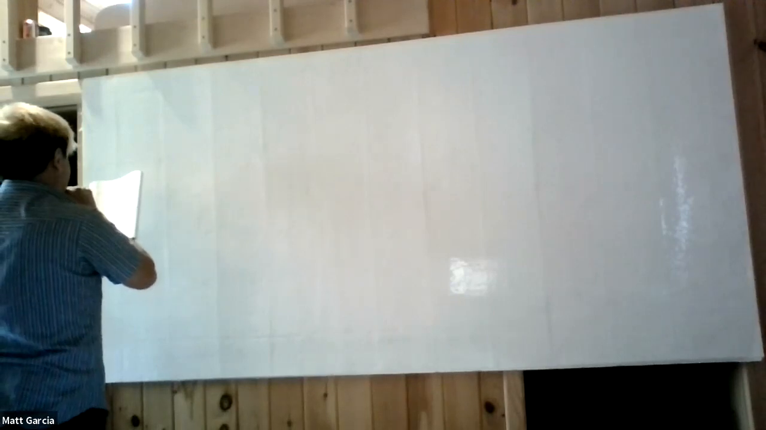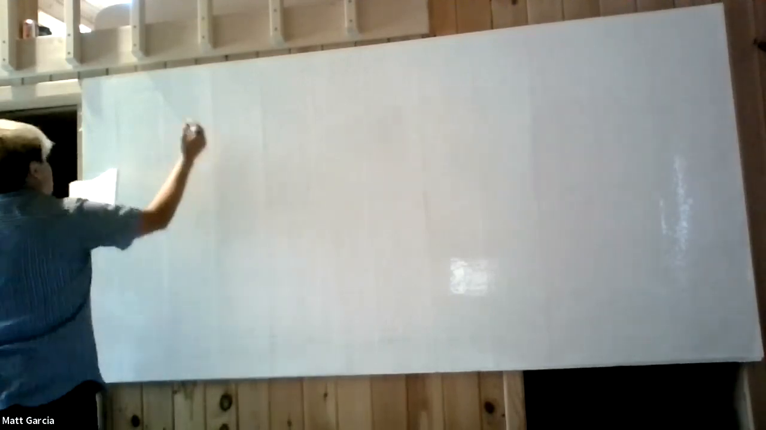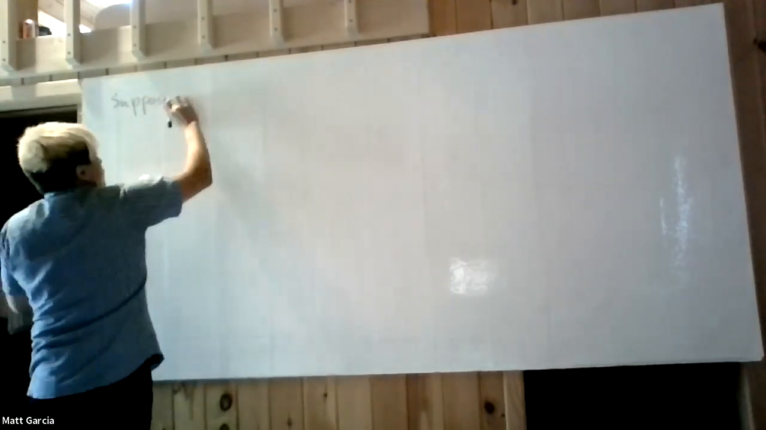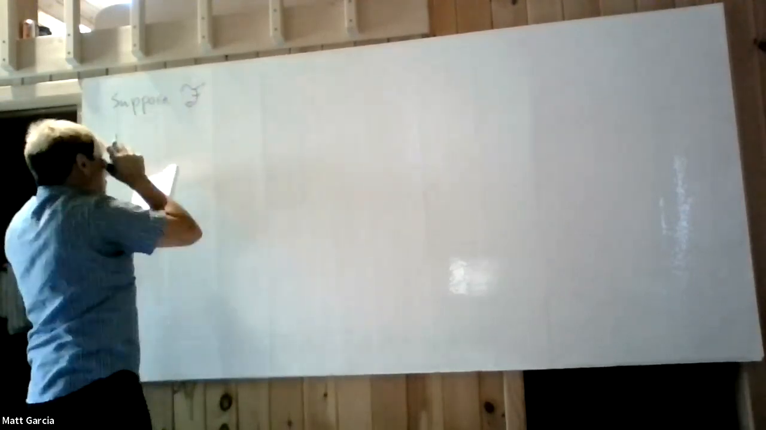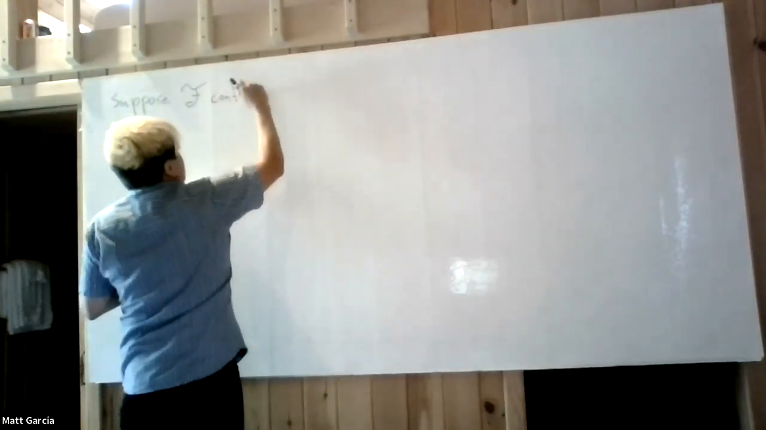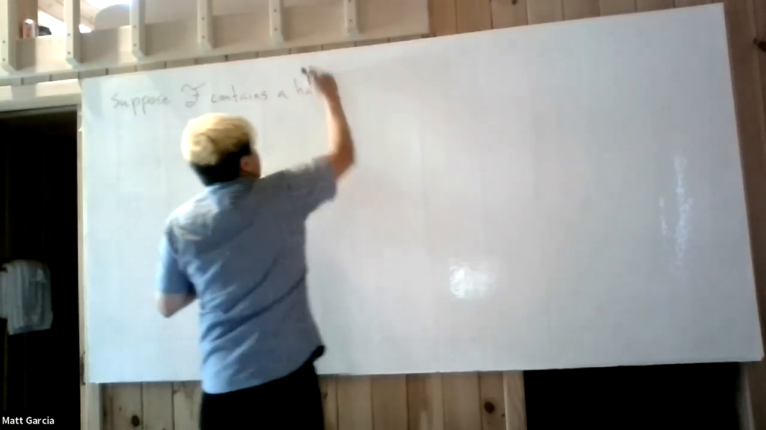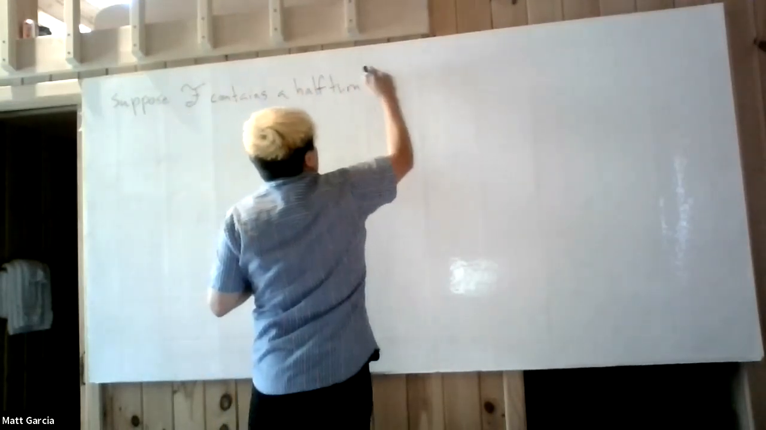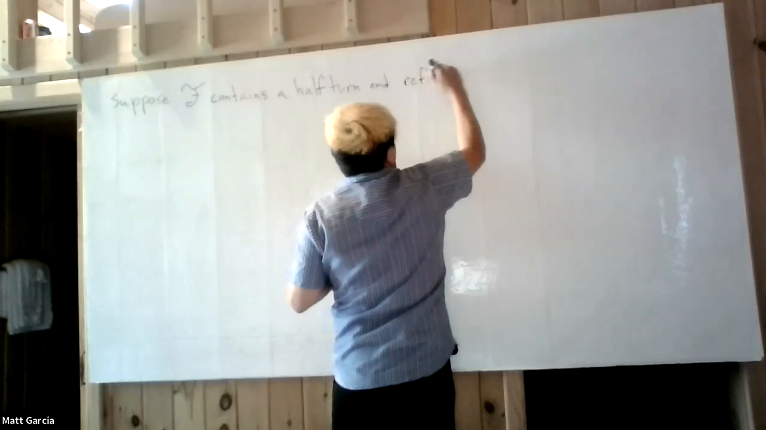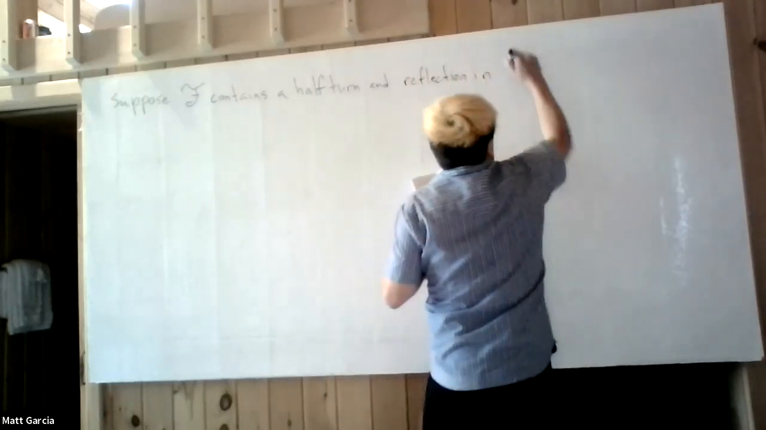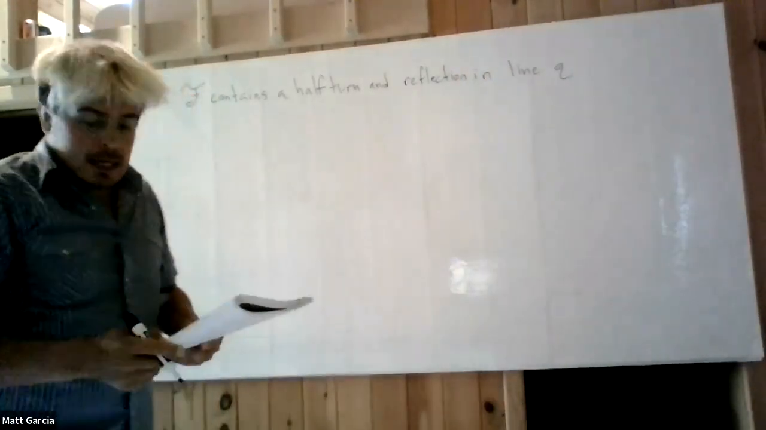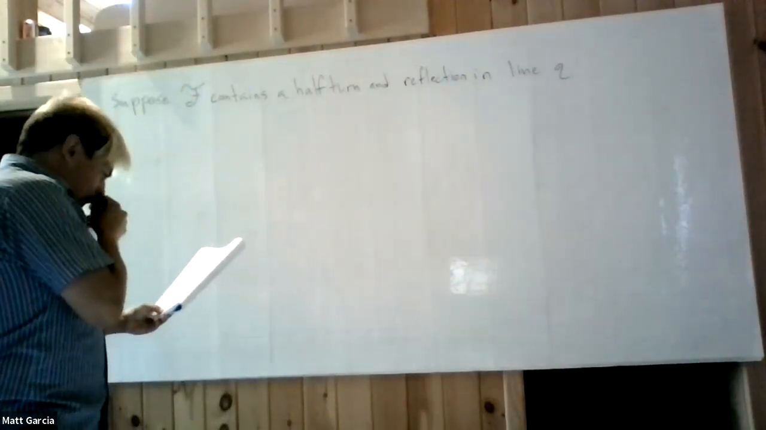We had supposed that some Frieze group contains a half turn and a reflection in line 2, and reflection in line Q.